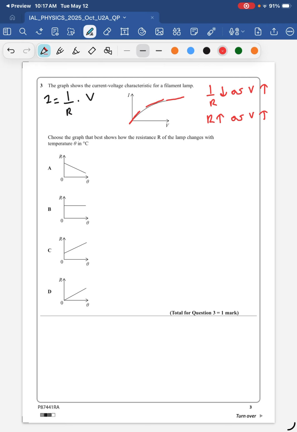So the correct answers are either C or D. Which one do you think is the correct answer? Pause the video and write in the comments, and then I will just tell you the answer.